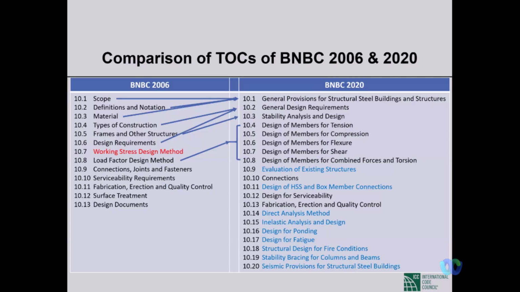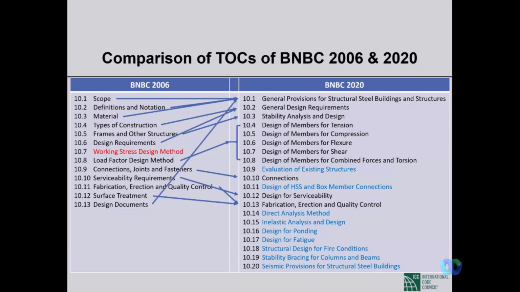And connections, joints and fasteners, there is a section on connections. Serviceability requirements is one section on design for serviceability. Fabrication, erection and quality control is also a separate section. Surface treatment, I admit that this one was not entirely covered in the new BNBC. In the fabrication, erection and quality control section, there is mention of surface coating, but not in the same way as it was in BNBC 2006.